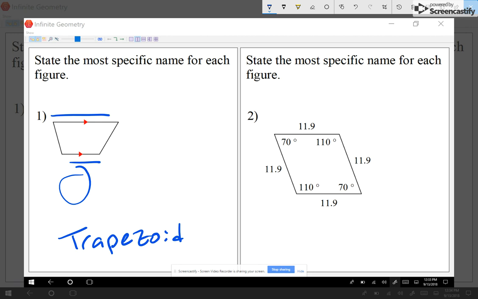On the second one, I'm doing numbers. I notice that each side is 11.9, so all the sides are equal, not the angles, just the sides. So that's what we call a rhombus.